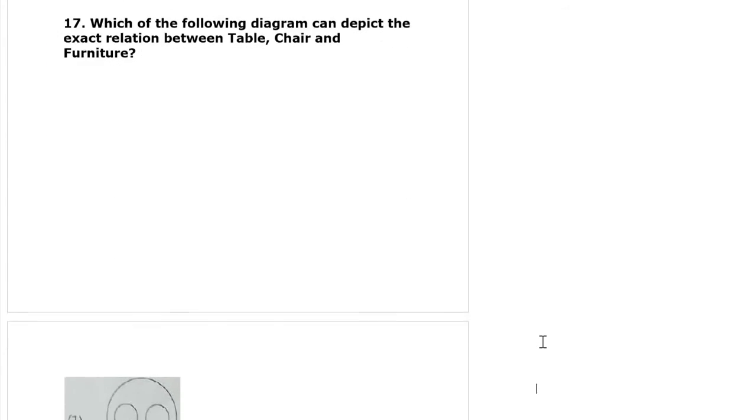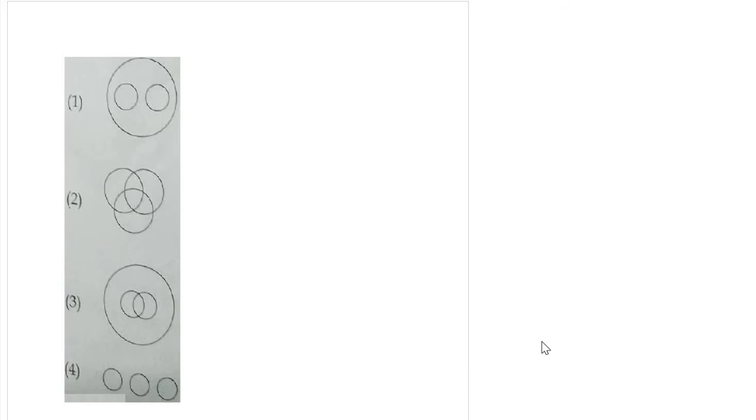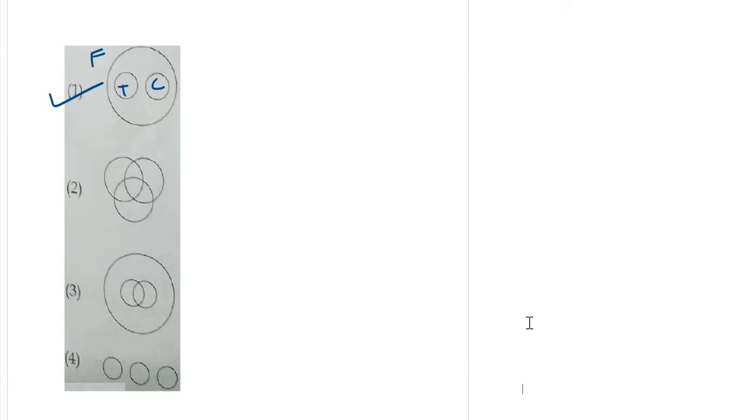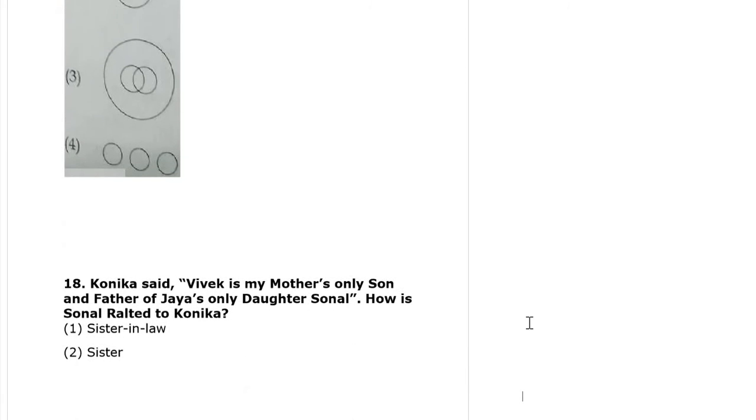Which of the following diagrams can explain the relation between table, chair and furniture? So this one is simple. This is table, chair, and these are under the furniture. So the answer is the first one. Okay. Come to the next question.